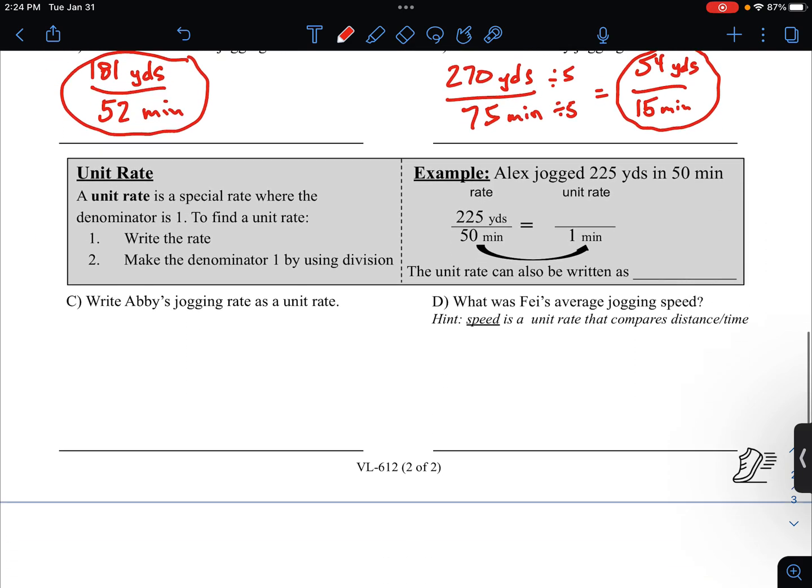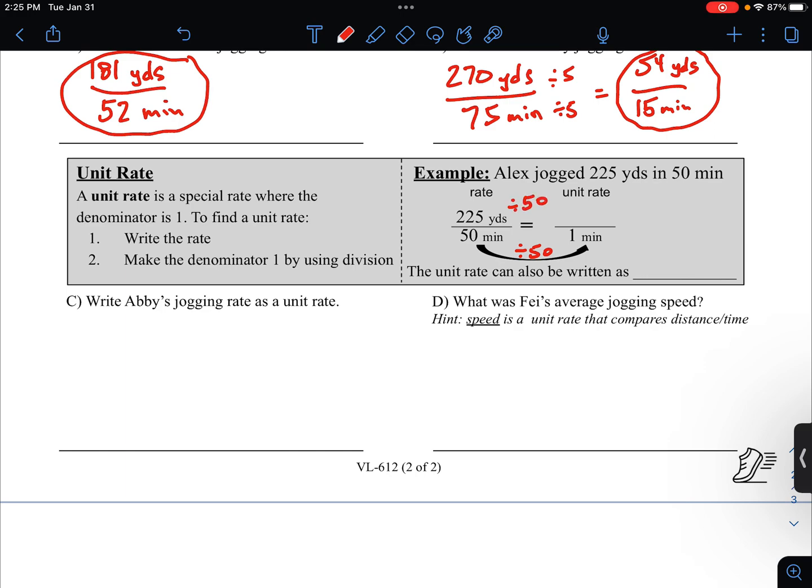Let's go ahead and go down to unit rate examples now. A unit rate is a special rate where the denominator is 1. To find the unit rate, write the rate and make the denominator 1 by using division. For example, Alex jogged 225 yards in 50 minutes. So 225 yards, 50 minutes. How do I get 50 to turn into 1? So this is a rate, and I'm going to turn it into a unit rate. How do I get 50 to turn into 1? Well, you divide by 50, right? Because 50 divided by 50 gets you 1. So if I divide the bottom by 50, I need to divide the top by 50 as well.